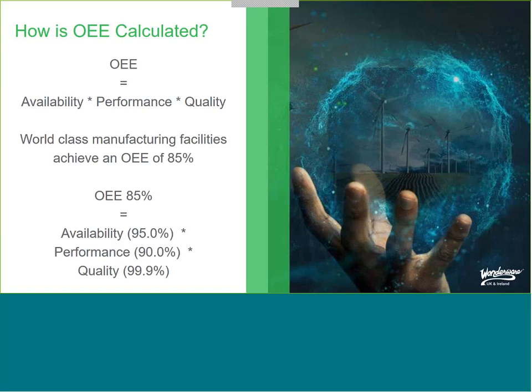So if you were to actually look to achieve that world-class OEE level of 85%, your plant would need to be operating at 95% availability, 90% performance, and 99.9% quality. So you can see that would be extremely difficult and challenging for any production facility to achieve, and certainly made a lot more difficult without an effective OEE monitoring solution.